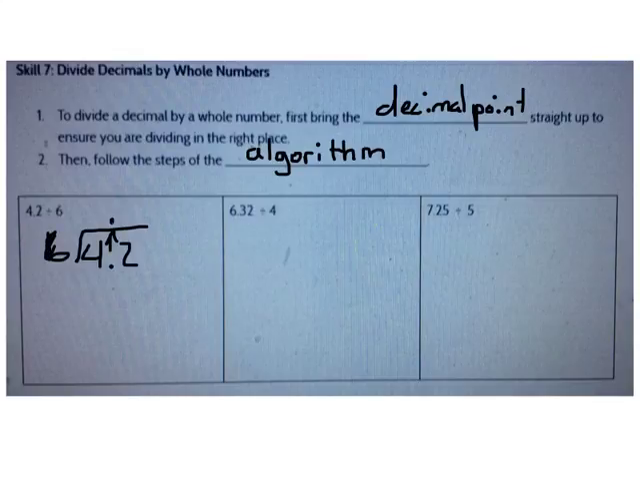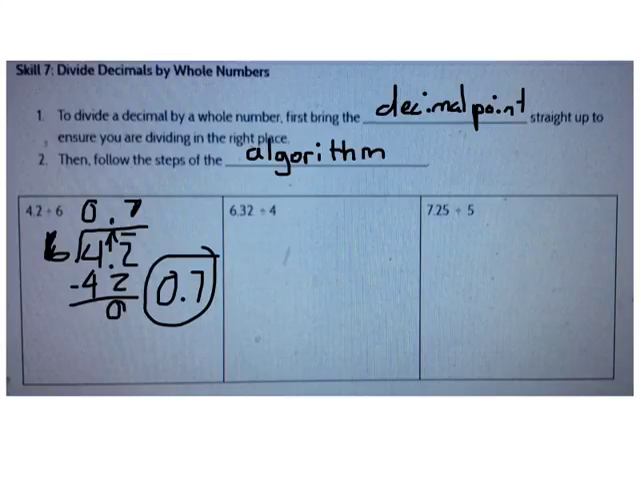Can 6 go into 4? No, so I need to place a 0 in the ones place. I can start dividing with 42/10. How many times does 6 go into 42? 6 goes into 42 7 times. 7 times 6 is 42, so the answer is just 7/10.